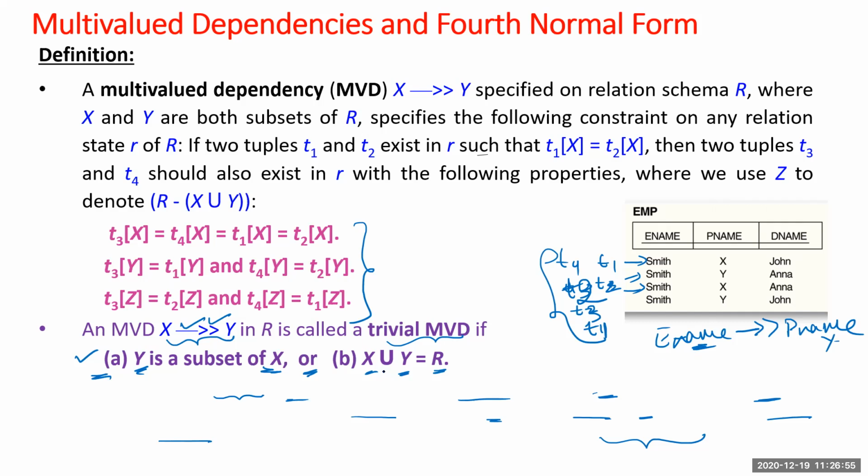Okay, at least can you say this X union Y is equal to R? What is X union Y? E name comma P name is completely R? No, there is one more, D name. So this is not a trivial, good functional dependency. Okay.